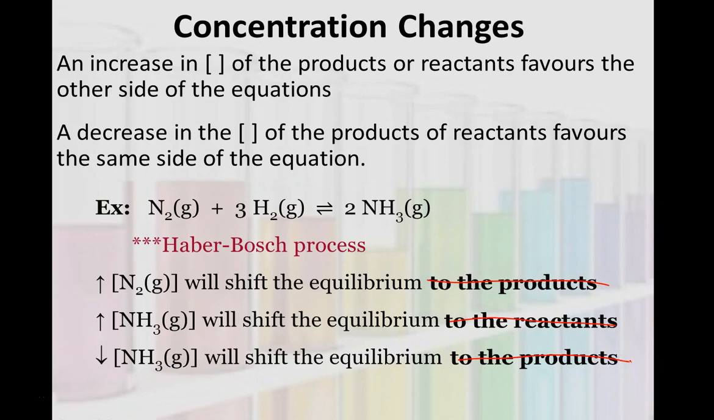So if you increase the amount of nitrogen in the system, it's automatically going to respond by increasing the products. We'll just have an equal and opposite reaction. If I decrease this amount, the system would respond by trying to increase it. They want to replace what's there.